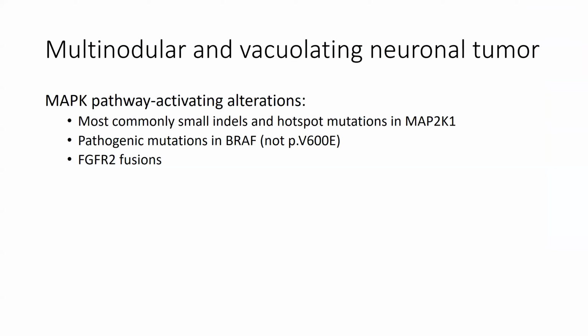However, if it is done, the most commonly found alterations are again in the MAPK pathway, which is a common theme here of these low-grade gliomas. Interestingly, they often have pathogenic mutations in BRAF, but they're different than the V600E that we see in so many other tumor types. And again, could have FGFR2 fusions. So certainly would want to consider other tumors like PLNTY as well in your differential.